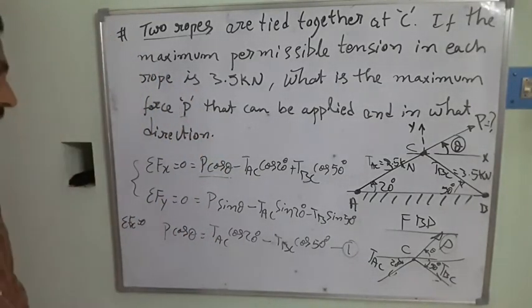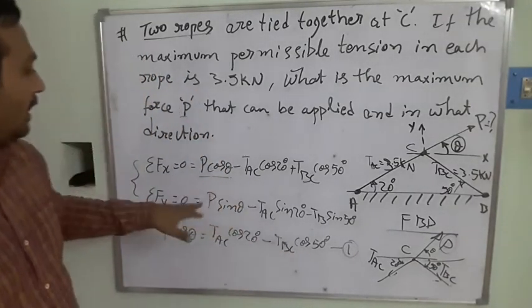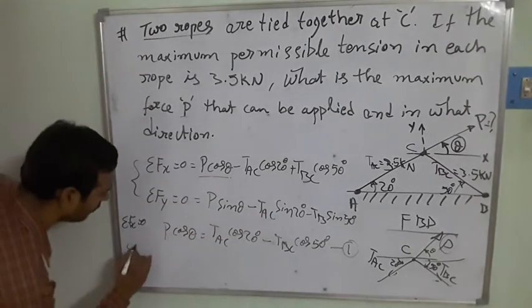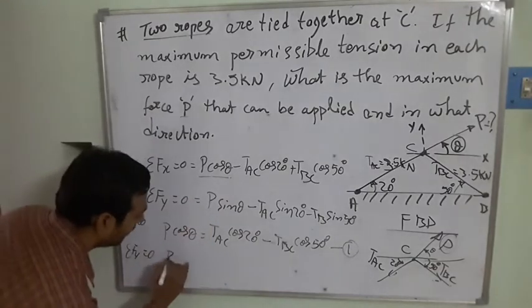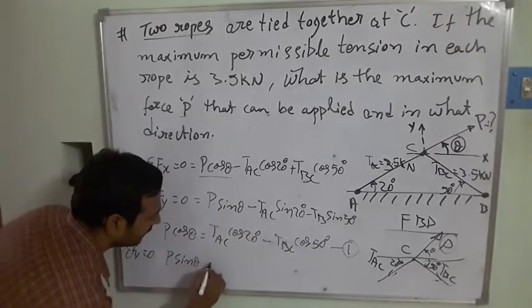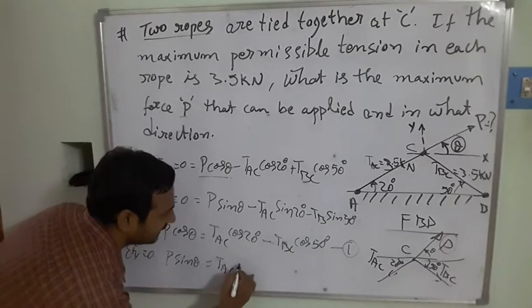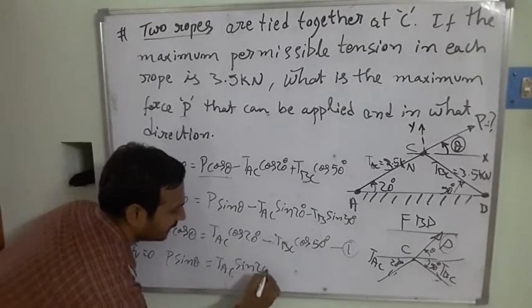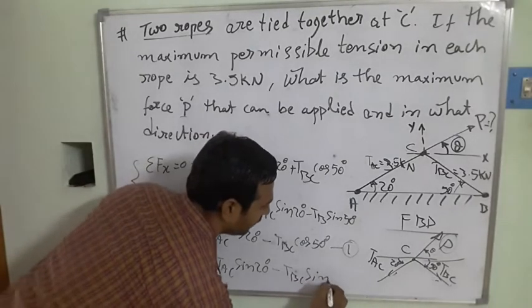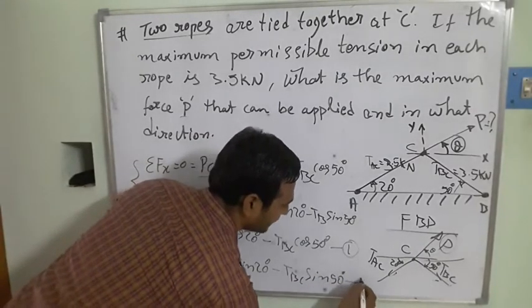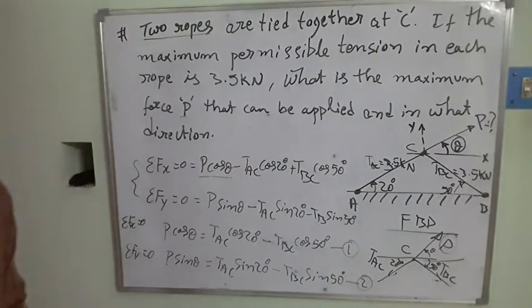Once we got this one, the second equation, sigma f of y is equal to 0. How am I going to write this equation? This is going to be P sin theta is equal to TAC sin 20 degrees minus TBC sin 50 degrees. Then I can say this is equation 2. And we developed the two equations.